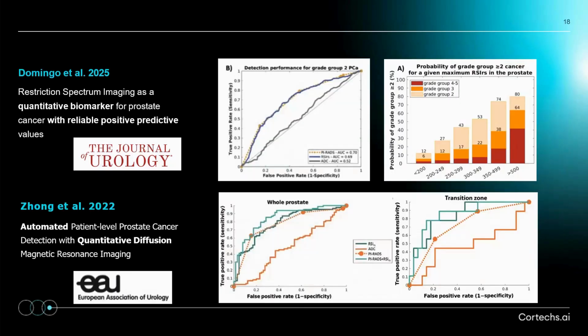OnQ Prostate was also confirmed to be a strong and consistent quantitative biomarker that performs better than conventional MRI for detecting clinically significant prostate cancer in a recent Journal of Urology publication. And in a European Urology publication, OnQ Prostate RSI MRI was again confirmed as a promising quantitative marker for clinically significant prostate cancer detection.